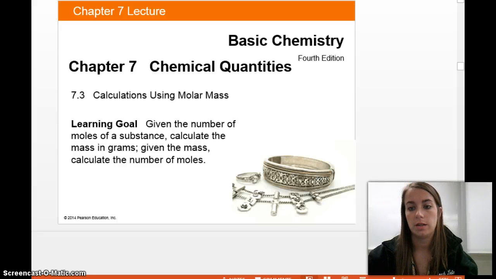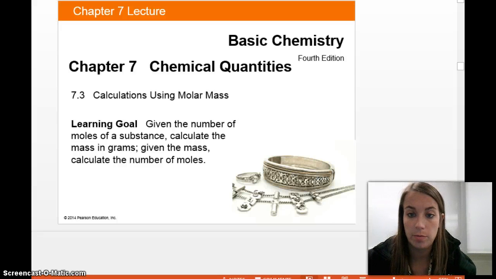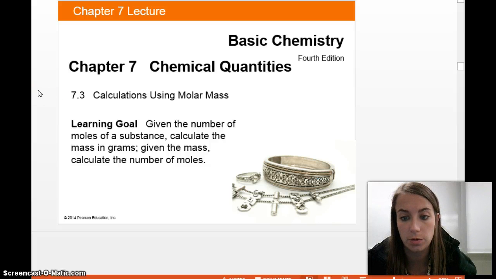All right, so now that we know about moles and we know about molar mass, we are going to do some calculations using molar mass. So 7.3 is calculations using molar mass. The learning goal is, given the number of moles of a substance, calculate the mass in grams. Given the mass, calculate the number of moles. So we're going to go between moles and mass.